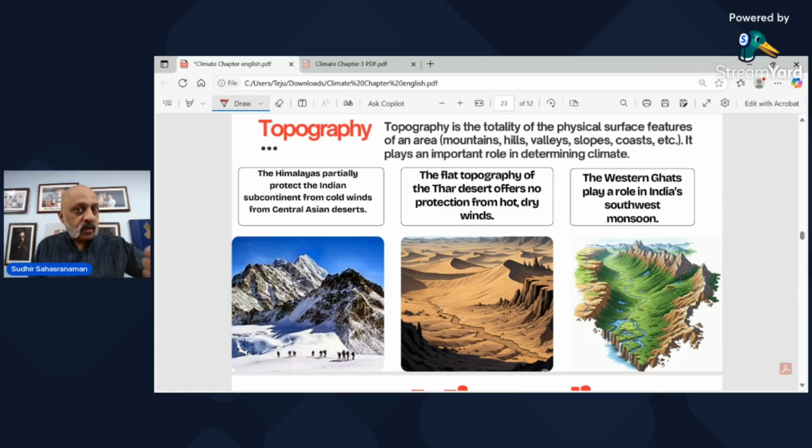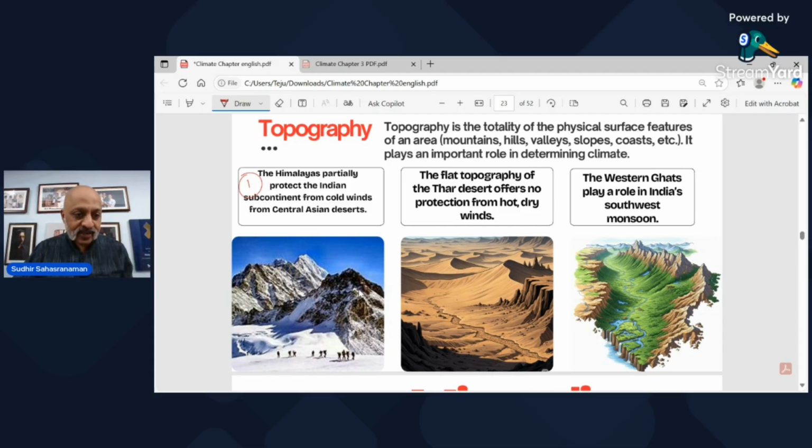It could be mountains, it could be hills, it could be valleys, right? It could be slopes, right? If your house is somewhere on a slope which is neither right on the top nor in the bottom, right? Or it could be in a coastal area, like I said, Visakhapatnam or Chennai. And that location plays an important role in determining what kind of climate your place will have. So let's look at the first one. The first one is the Himalayas.